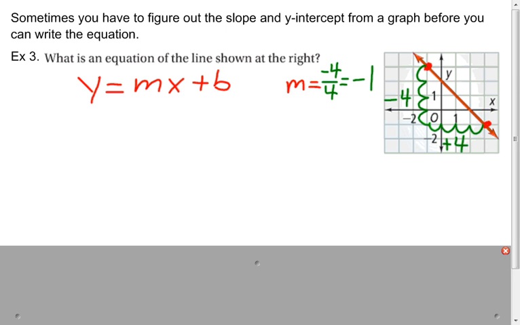Now, what's my y-intercept? Where does my graph cross the y-axis? It crosses right there. What is that value? That's where y is equal to 2. So my y-intercept is positive 2. Now that I know the slope and the y-intercept, I can plug those numbers into my slope-intercept form. The slope was negative 1. X stays where it is. The y-intercept was 2.